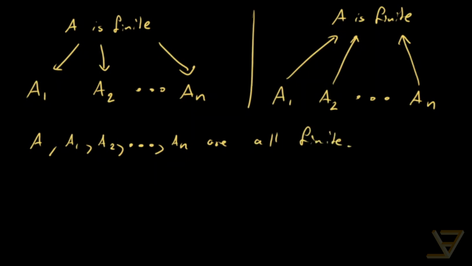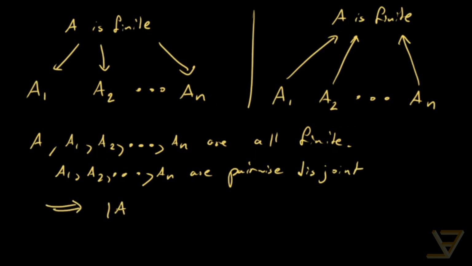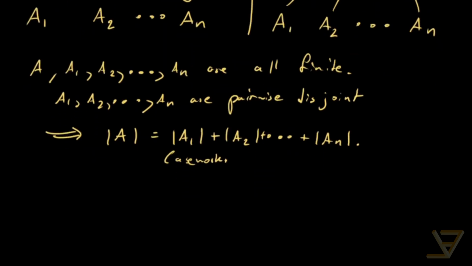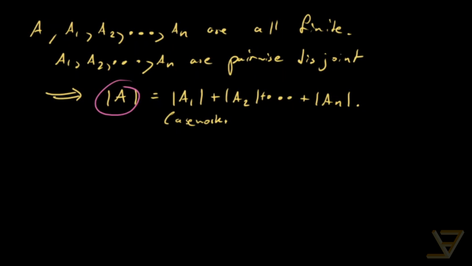So if you have that being the case, and A1, A2, all the way through to AN are pairwise disjoint, then you find that the cardinality of A is equal to the cardinality of A1 plus the cardinality of A2 all the way through to the cardinality of AN. And that's what we call casework, because we're breaking the task of finding the cardinality of A into the task of finding the cardinality of A1, A2, all the way through to AN. And those are the cases. I'll give you an example, not a very difficult one.